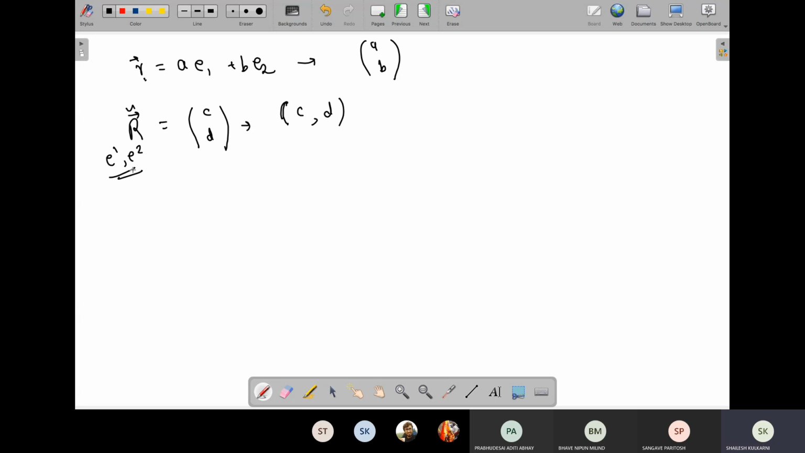In this basis, the representation of this capital R tilde will be row C D. If these bases also turn out to be standard basis, as was the case, then the coordinate representation of capital R tilde will be CD. So the action of R tilde on R is CD acting on AB. So it is just CA plus DB. That's it. Fine. So you consider any dual vector.